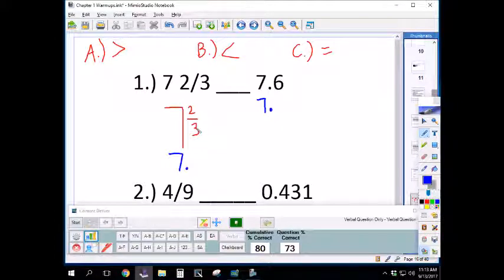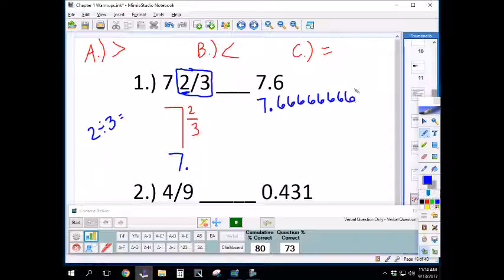Now I know that all fractions are division problems, so I'm going to take the fraction 2/3, and you can use a calculator on this. I'm simply going to type in my calculator 2 divided by 3. Remember, it's always the top number, the numerator, divided by the denominator, or the bottom number. Now when you do that, your calculator is going to give you a bunch of 6's, and then a 7 at the end.